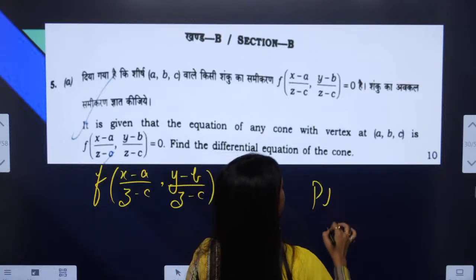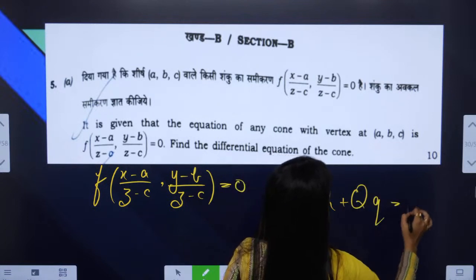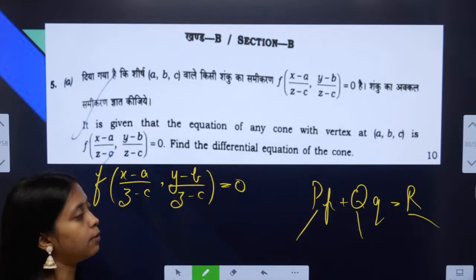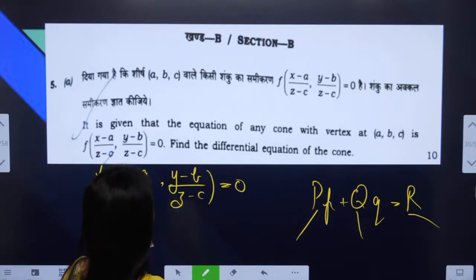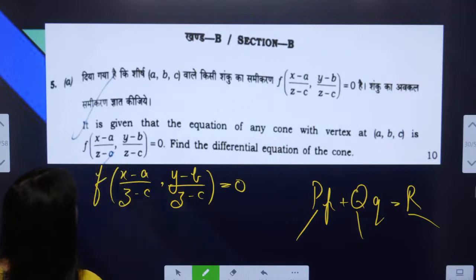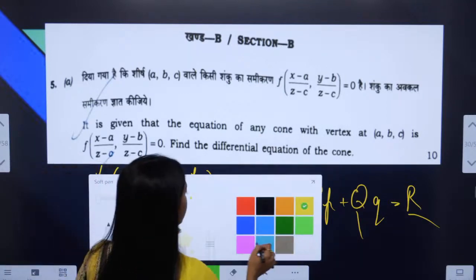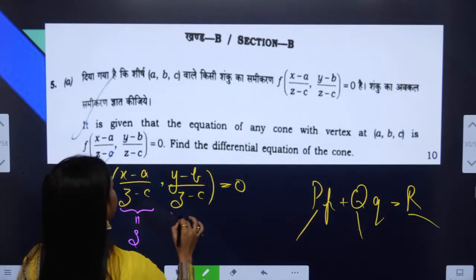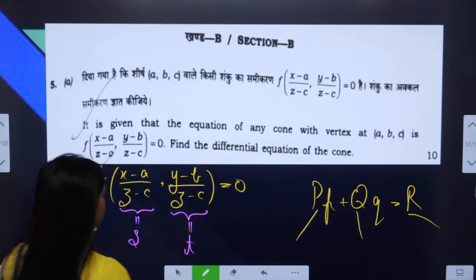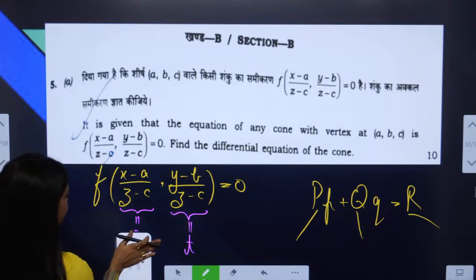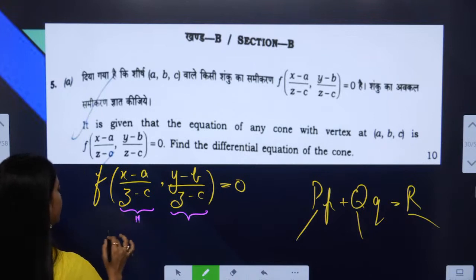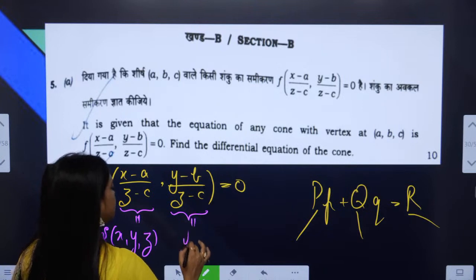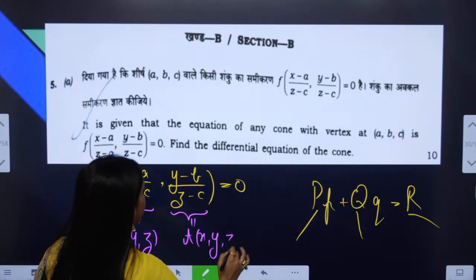That is Pp plus Qq equals R. You know how to calculate capital P, capital Q and capital R. In that case, what is the formula? The formula is, if you take these two as some functions, if you take this to be S, if you take this to be the function, so this is a function of x, y, z. S is a function of x, y, z. Again, T is a function of x, y, z.